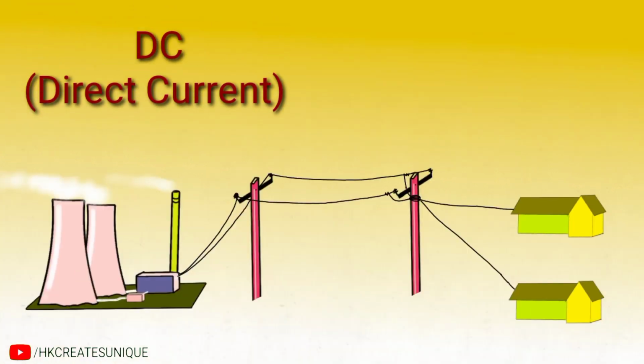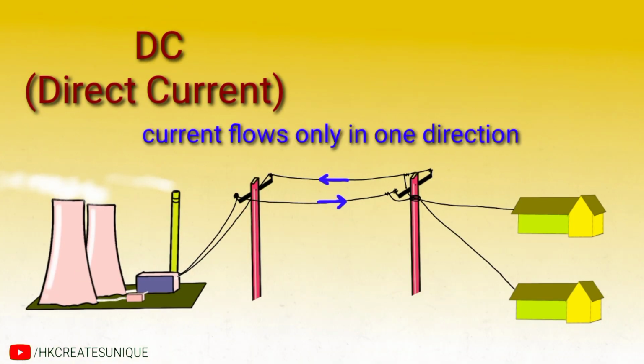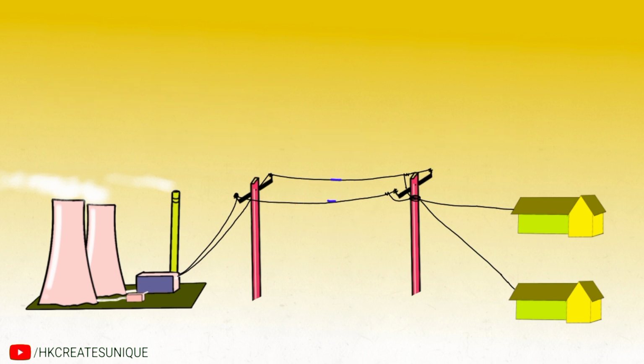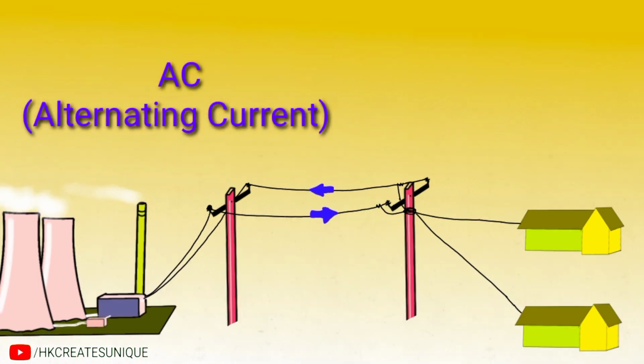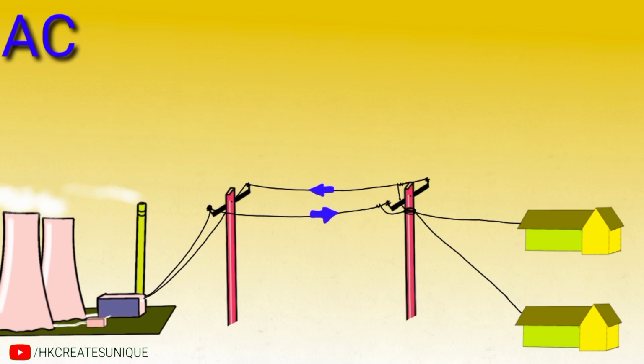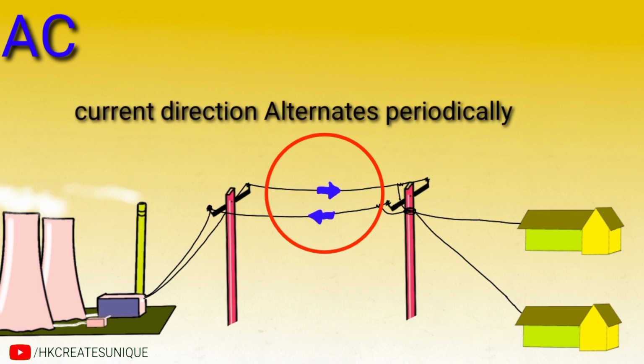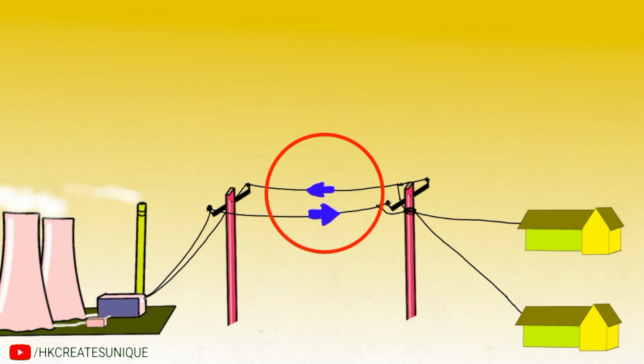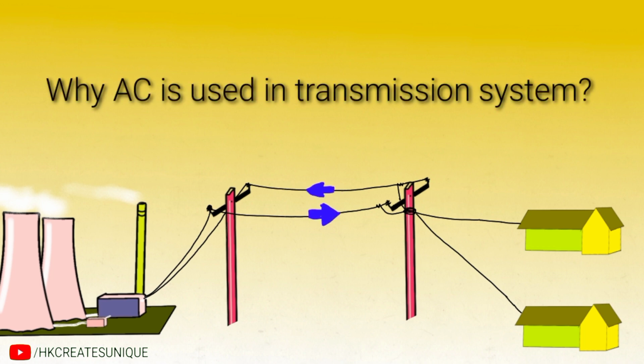In direct current, current flows only in one direction like this. But in case of alternating current, current flows in both directions. The direction alternates like this. Now let's come to the question why AC is used in transmission.